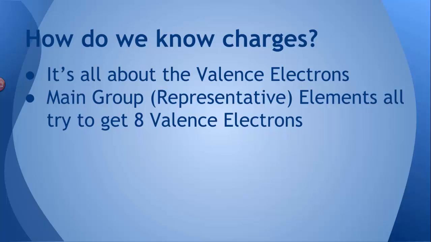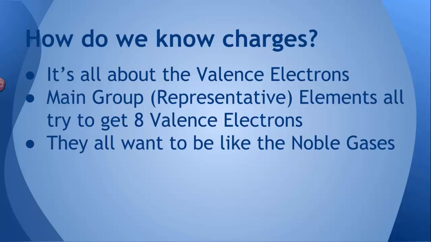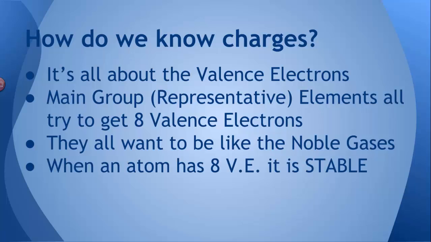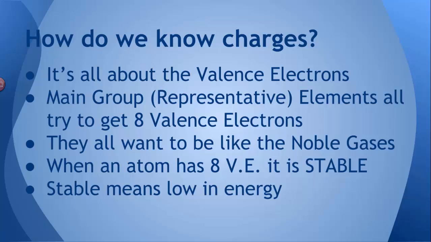Now, which elements on the periodic table have 8 valence electrons already? If you said the noble gases, you're right. The noble gases have 8 valence electrons already. Every other element on the periodic table in the main group wants to be like a noble gas. Because when you have 8 valence electrons, you become stable. And stable means low in energy. And nature loves to get things lower in energy.